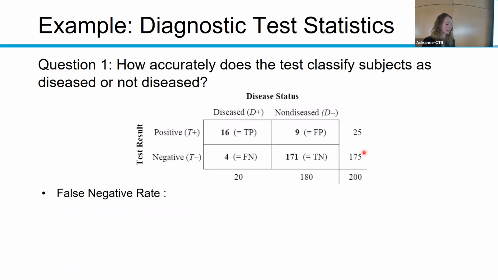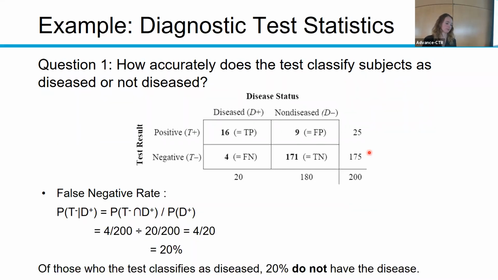Okay, question 1 again, but another way of answering this, another statistic that we can get to answer that question, a false negative. So this means that the test told us that we don't have the disease, the test was negative. However, we know that the person actually does have the disease. So this is the probability of T minus given D plus. And we can get the same results here. Of those who have the disease, the test classifies 20% as negative.